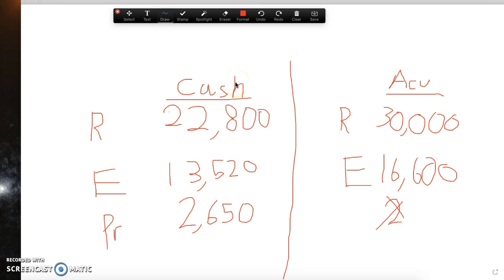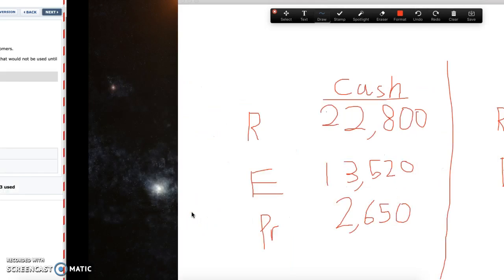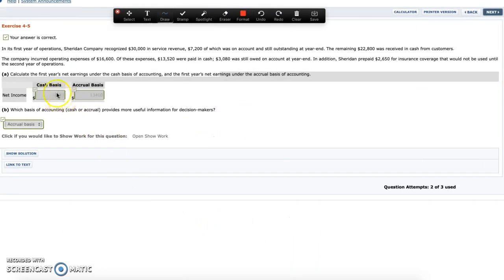So we've got our formula set up, and because of that, they're separated out. To find the total balance, or what the revenue was for this year under cash accounting, we would take the 22,800 and subtract the 13,520, and then subtract on top of that the 2,650, and that would give us 6,630, as we see right here.